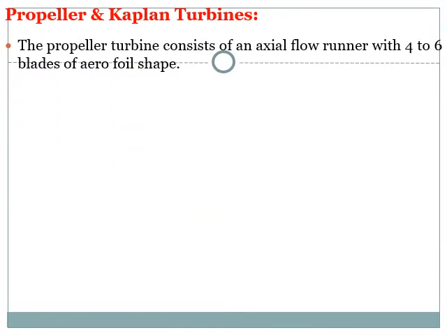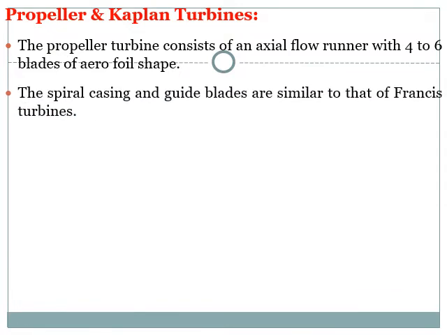The propeller turbine consists of an axial flow runner with 4 to 6 blades of aerofoil shape. The spiral casing and guide blades are similar to that of Francis turbine. Actually, the construction of this Kaplan turbine and propeller turbine is similar to the Francis turbines. So there is a spiral casing, guide blades as well as stay rings.